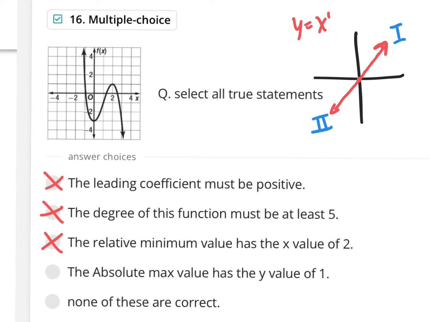The absolute maximum has the y value of 1. Well, first of all, absolute max means that it is the highest point in the entire graph. There are no other points that are higher than that. So y value, here's the y value of 1. That is a relative minimum, but it's not absolute because there are obviously higher points. The absolute max here is positive infinity, or you would say there is no absolute max because it keeps going higher and higher and higher forever. But anyway, this is not true also. So since all of them were false, this is the only one that you would select. None of these are correct in this case.